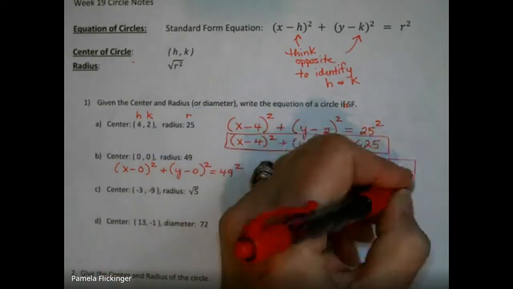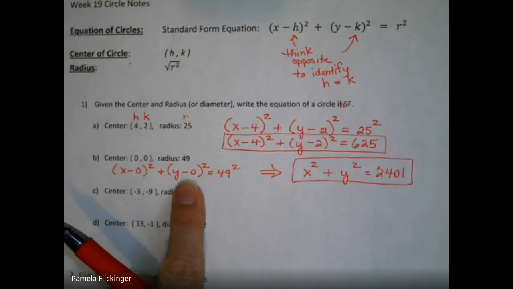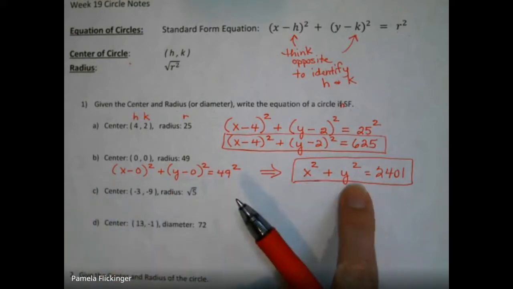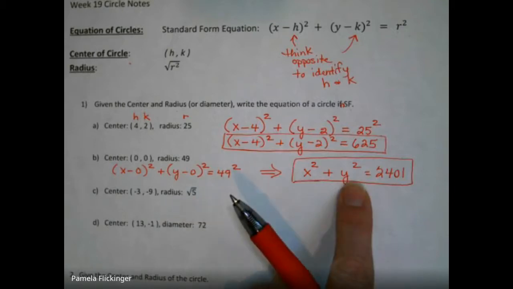So again, when you are subtracting zeros, that's one of the coordinates of the center's ordered pair. Don't leave it that way, just reduce it down to just a simple x squared and a simple y squared.